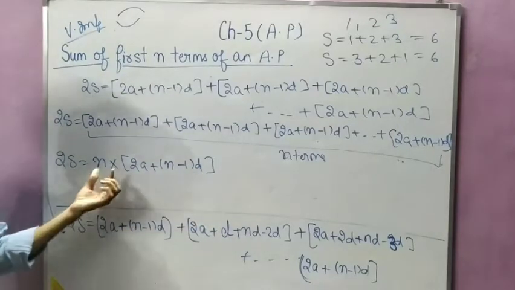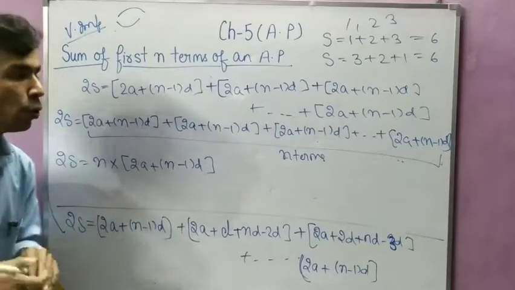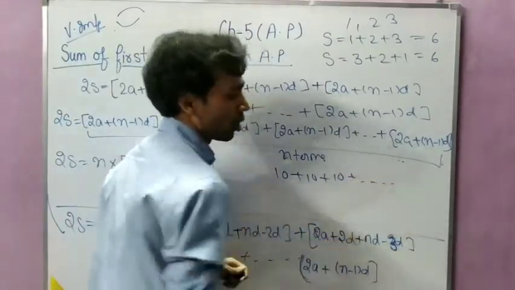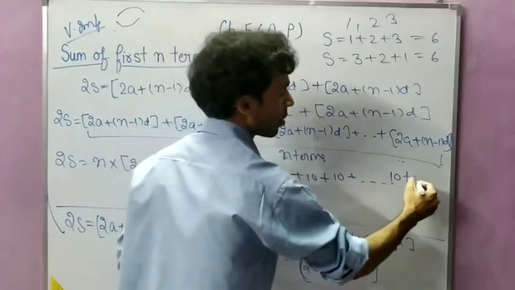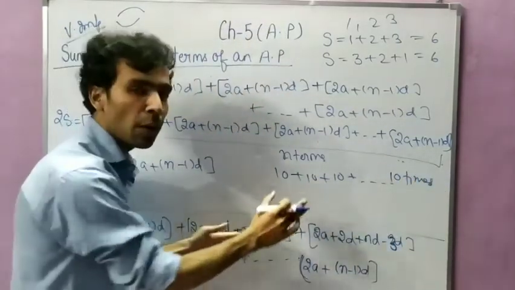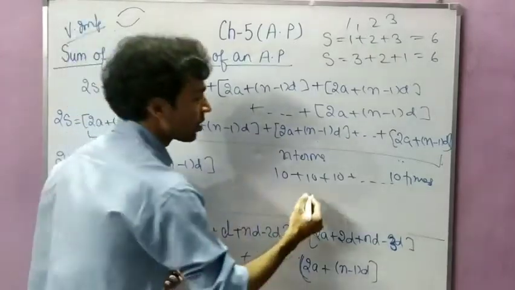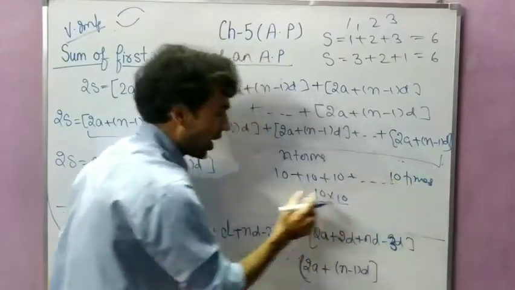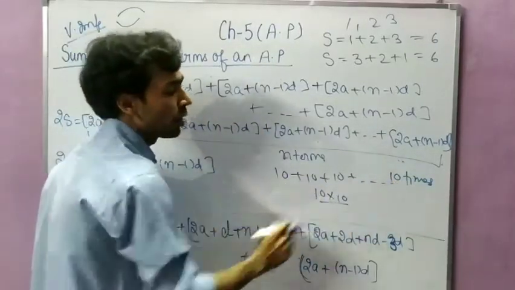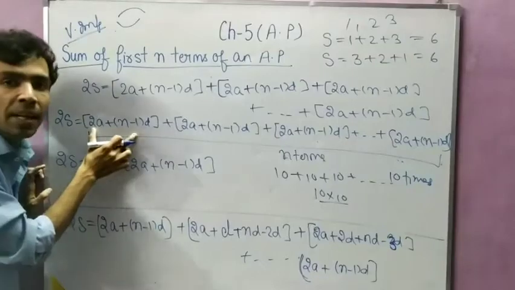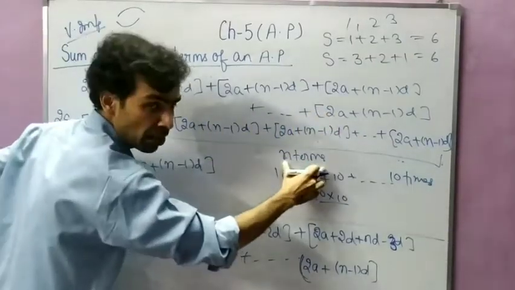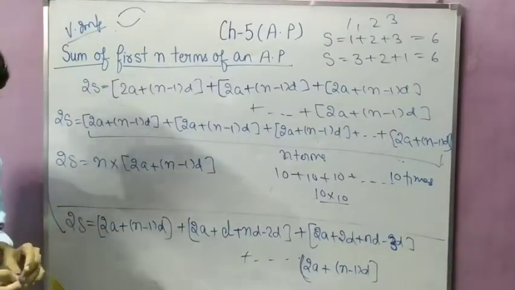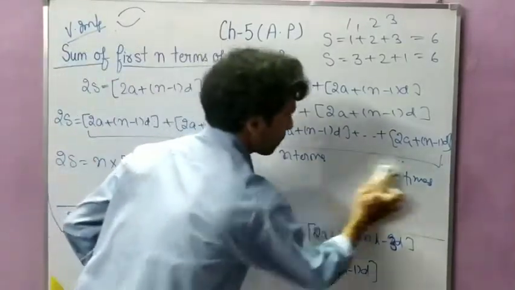Why have I multiplied by n? Suppose 10, 10, 10, dot dot dot, how many times? 10 times. 10 is coming 10 times, so what will be the sum? The sum will be 10 into 10, because the number of times is 10 and the value is also 10. Similarly, 2a plus n minus 1d was coming n times, so their sum will be n into 2a plus n minus 1d.